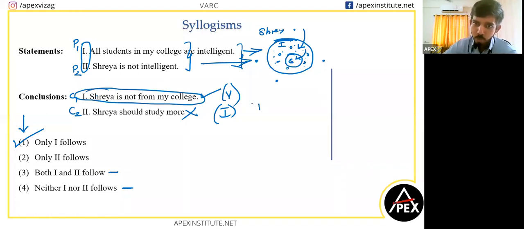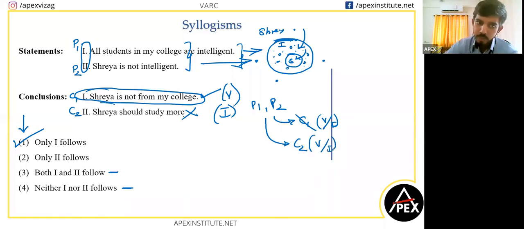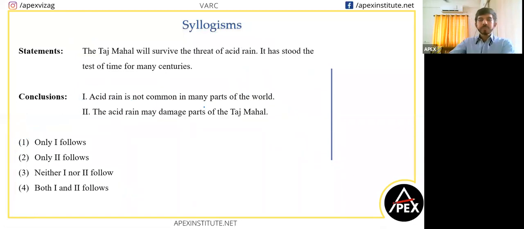So from these two premises, can we say conclusion 1? Then you decide whether valid or invalid. Then forget conclusion 1 and then from the premises, can we say conclusion 2? Valid or invalid? So both conclusions have to be considered separately, not together. But both premises have to be considered together. Okay. So let's quickly do another one.